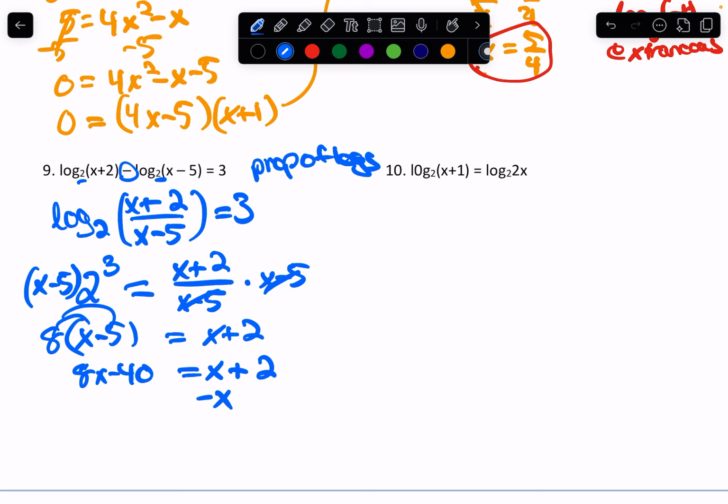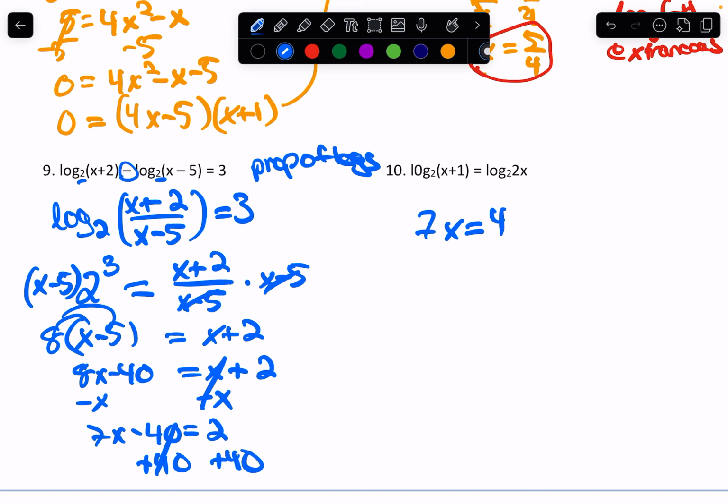Subtract x, we get 7x minus 40 equals 2, add 40, and we get 7x equals 42. We divide by 7, and we get x equals 6. Okay, and that is for number 9.